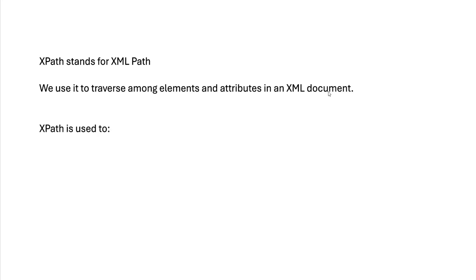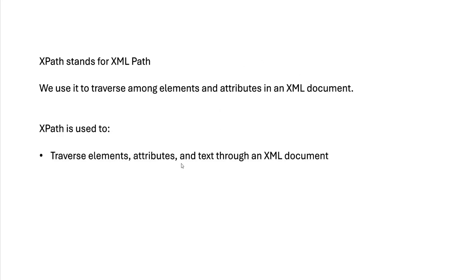So, why do we use XPath? One is to traverse elements, attributes, and text through an XML document. Whenever you write any path, you have to identify the particular element using either the attribute or the text, or you traverse through the elements. We have different techniques for that, and we will learn about them.